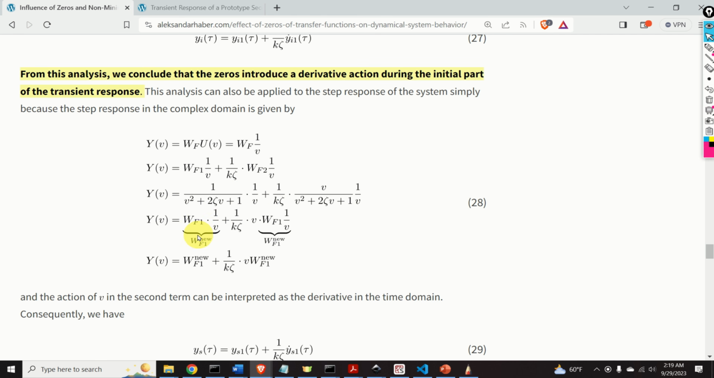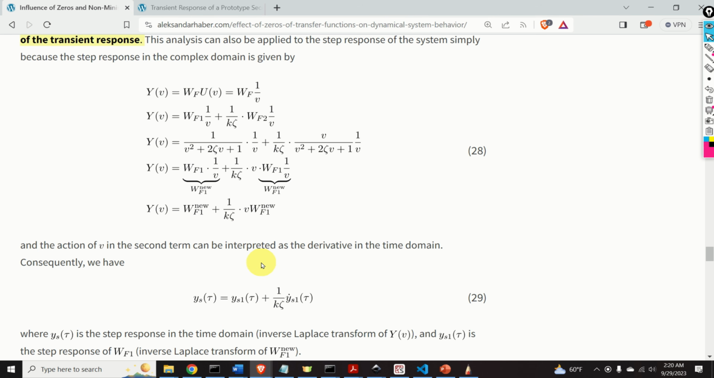Now, we can simply take this part times 1 over v, and we can call this part wf1 nu. And over here, we can also observe wf1 nu. And finally, the expression can be written like this. Again, the same conclusion happens. If we compute the inverse Laplace transform of this expression, we will compute the step response.